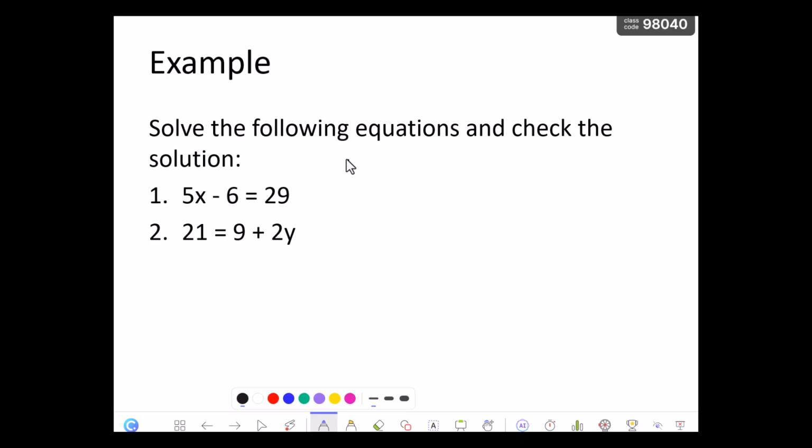If I start with question 1, I'll start with 5x as usual. 5x minus 6 equals 29. So the same thing, your minus 6, remember it will cross over to this side. It will now become 5x.